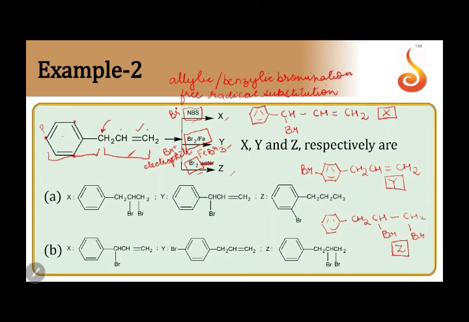If you are matching with the options given, then this is X, where bromine has attacked benzylic or allylic carbon. This is Y, where bromine has attacked para position of benzene. And this is Z, where my bromine has attacked carbon-carbon double bond. These are the various reagents which can be used to give various products.